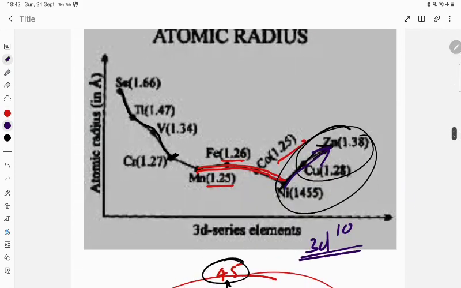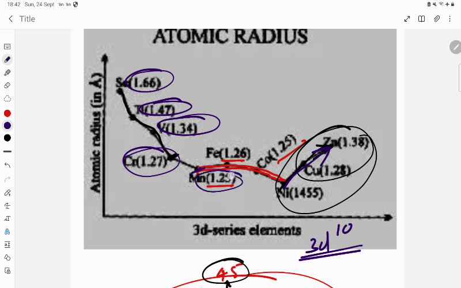You see, student, the data: 1.66, 1.47, 1.34, 1.25 decreases. Here Mn also decreases, 1.25, but after that 1.26. They are constant, 1.25 constant, 1.25 constant here. Then 1.28, a little bit of increase here.